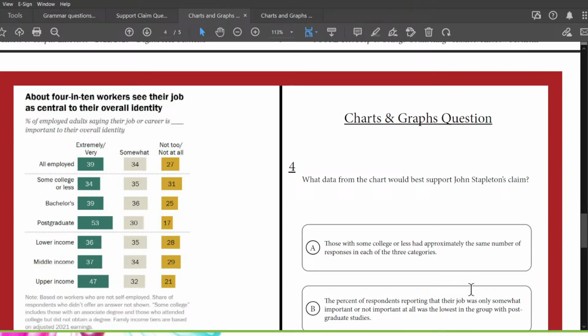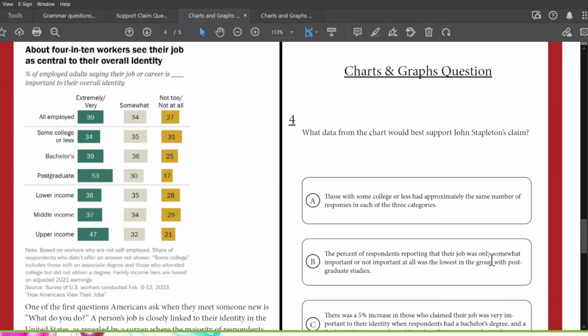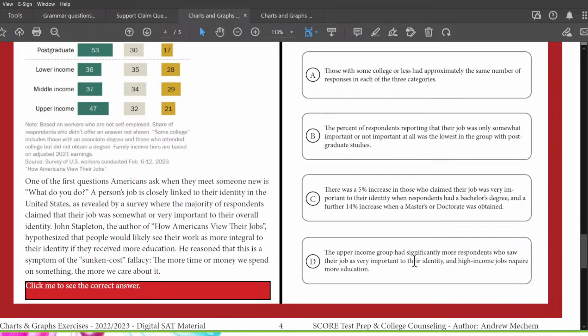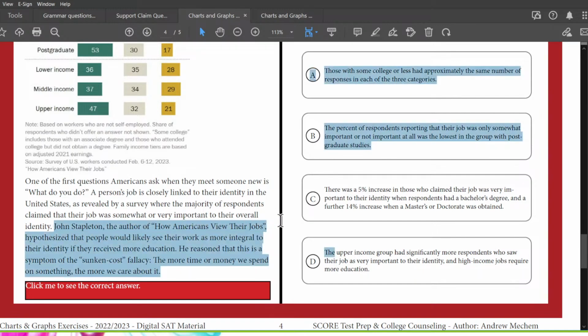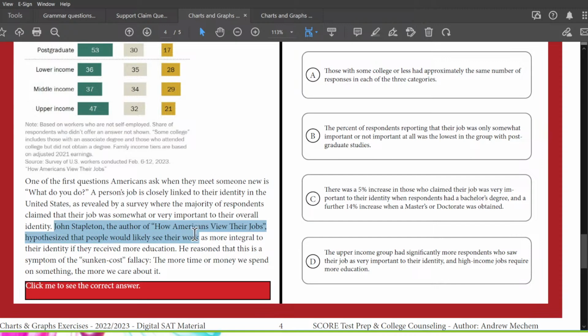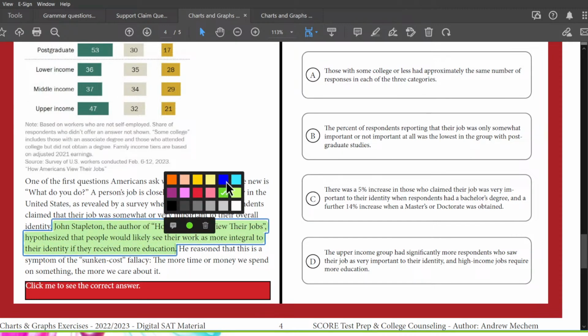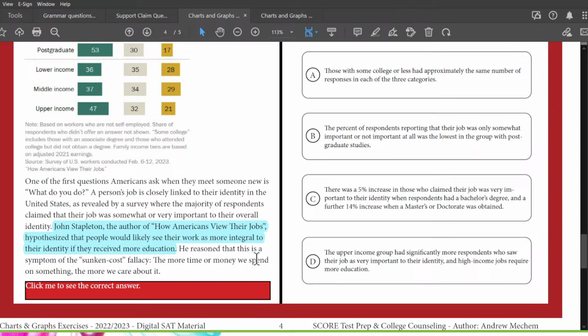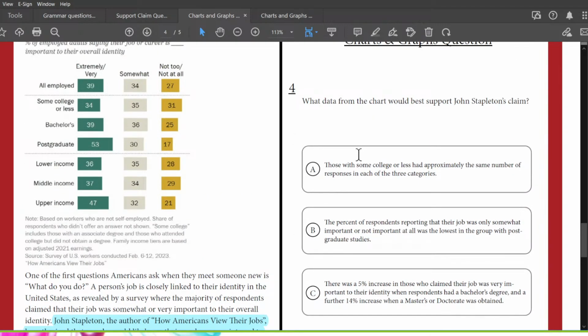So number 4. Let's check it out. All right. So which data from the chart would best support John Stapleton's claim? Where's John Stapleton? Oh, there he is. Okay. John Stapleton, the author of How Americans View Their Jobs, hypothesized that people would likely see their work as more integral to their identity if they received more education. Okay, this is the key claim that we're looking for here. If you get more education, you should see your job as a bigger part of your personality or your identity. Okay, so let's take a look at our responses.